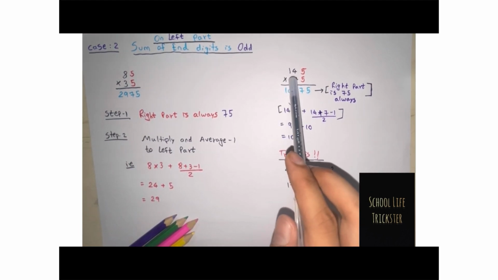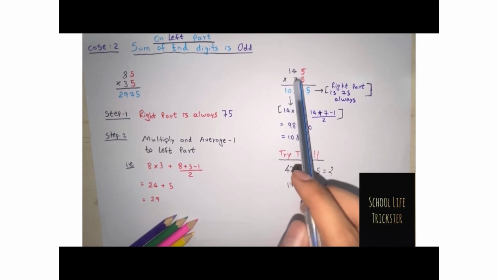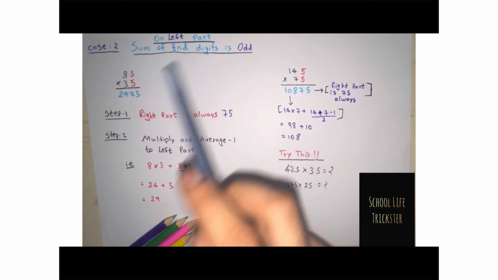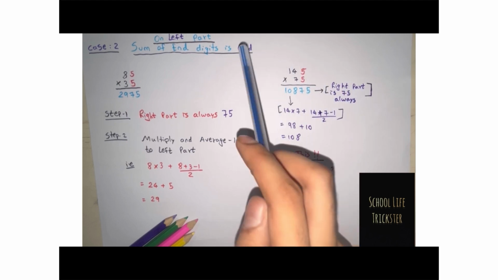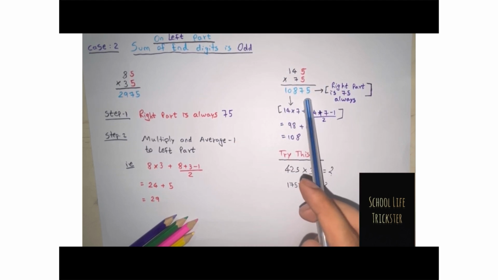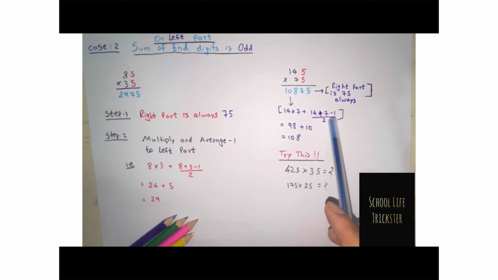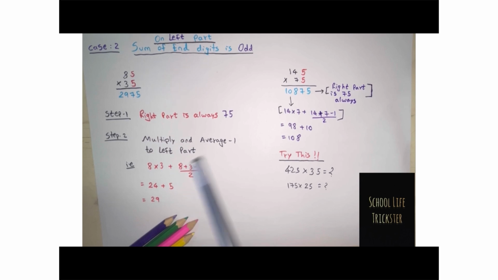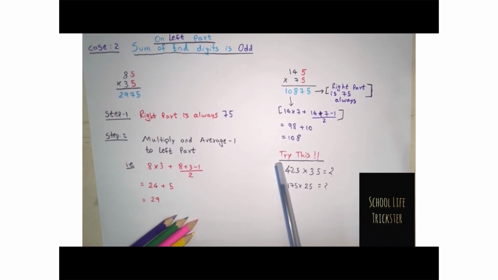Now see another example, 145 into 75. 14 plus 7 is 21, that is an odd number. So we can use this case. Over here 5 into 5 is 25, but when it is odd we have to take 75. Now 14 into 7 plus 14 plus 7 minus 1 divided by 2, that is 98 plus 10, that is 108. So the answer is 10875. Now try this.